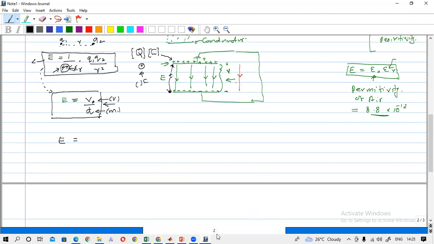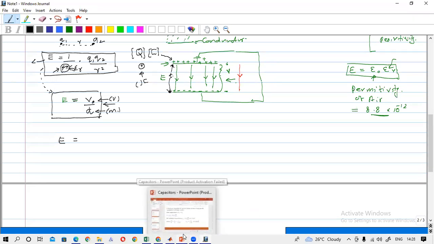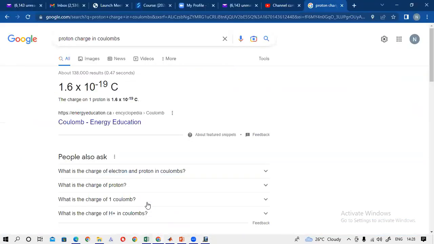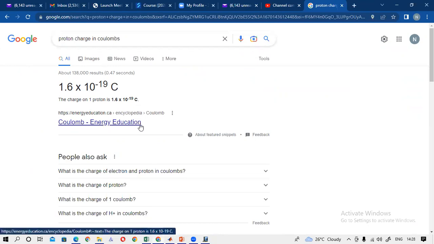And the proton and electron charge are the same, but the proton has a plus charge and the electron has a minus charge. So the magnitude is the same. I think you can remember that.